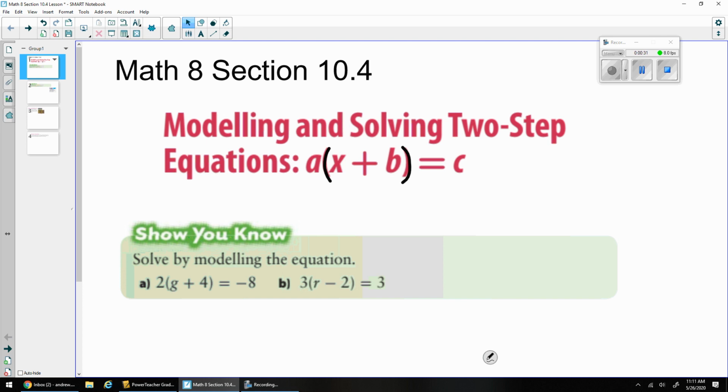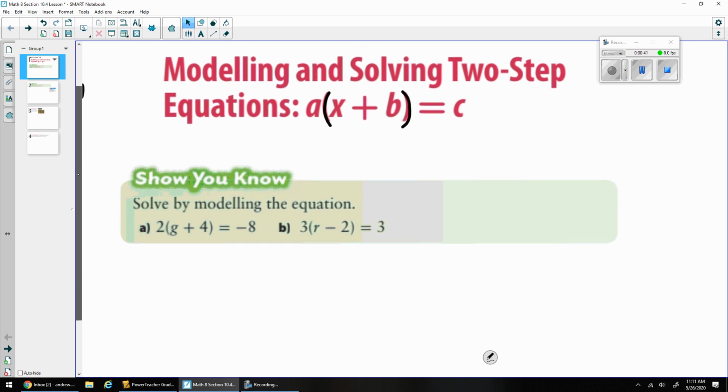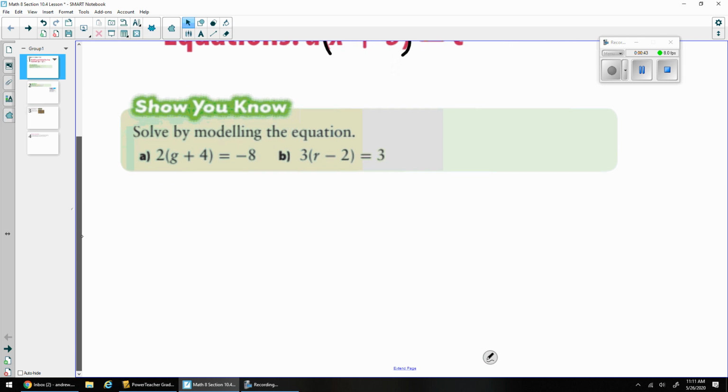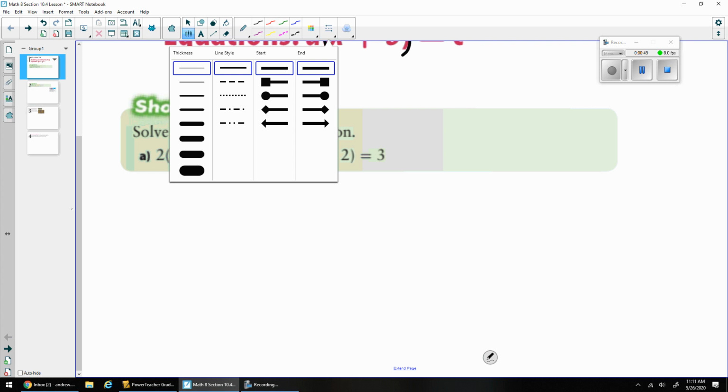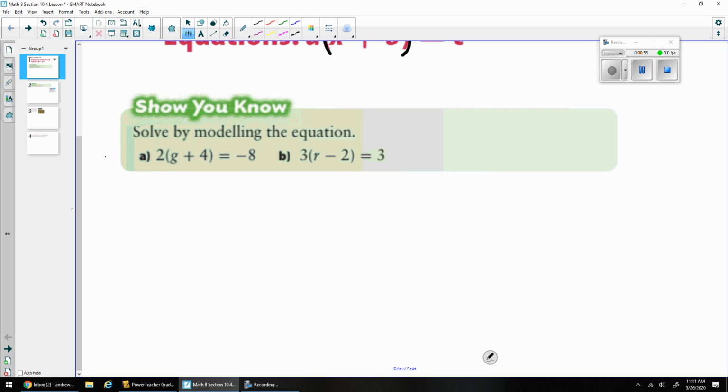So when we have brackets, that sort of groups something together as one thing. So again, we're just going to get into some examples just so that we can understand this a bit better. So let's model this again with our teeter-totter. So we're going to solve these by modeling the equation.